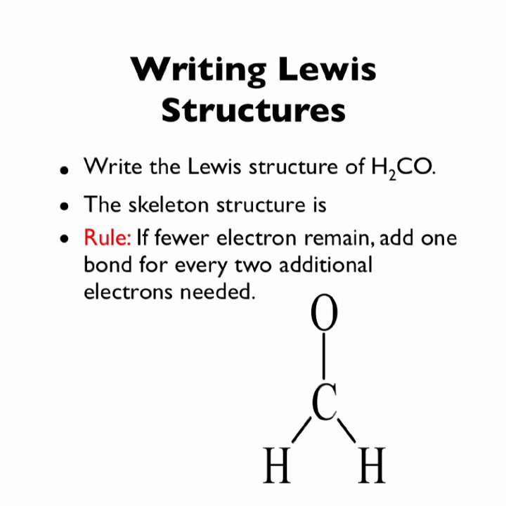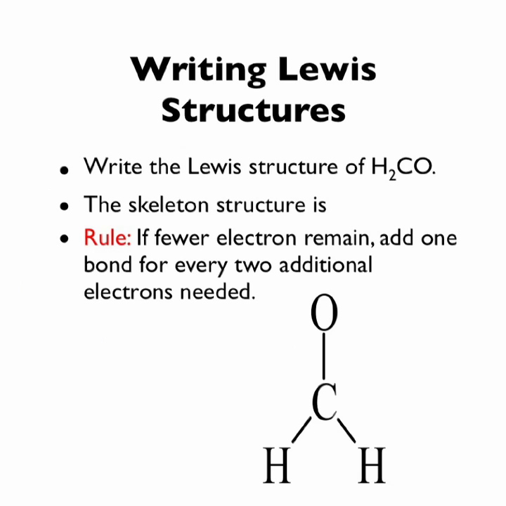Another example, write the Lewis structure for formaldehyde, H2CO. Okay, the skeletal structure is 2 hydrogens bonded to a carbon and the carbon bonded to the oxygen. Now, before we look at our new rule, we're going to determine how many electrons are available in this molecule. Each hydrogen has 1, so that's 2 for the hydrogens. Carbon has 4, so that's 6, and oxygen has 6. We have 12 valence electrons to place in this molecule. We have used 6 electrons in the bonds, so we already have 6 valence electrons remaining.